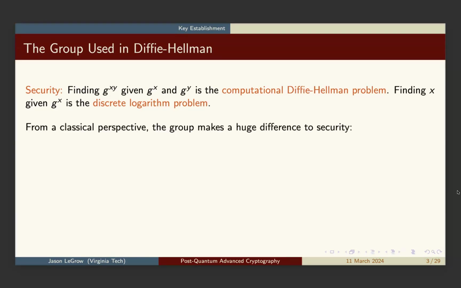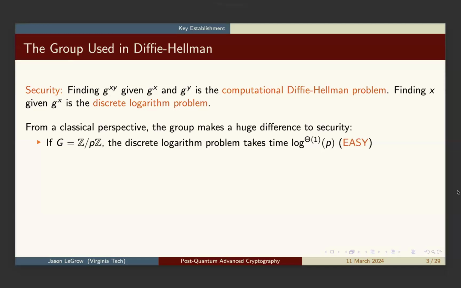From a classical perspective, we've had a lot of time to think about this. The group that you use makes a huge difference to the security level of the protocol. The difficulty of solving the discrete logarithm problem in a group G depends heavily on what the group G is. In particular, if you take G to be the additive group mod P, then this is trivial. Veronica's teaching number theory this semester. You probably taught them the Euclidean algorithm, right? The extended Euclidean algorithm will solve the discrete logarithm problem in the additive group mod P. It takes time polylog P, so this is easy.